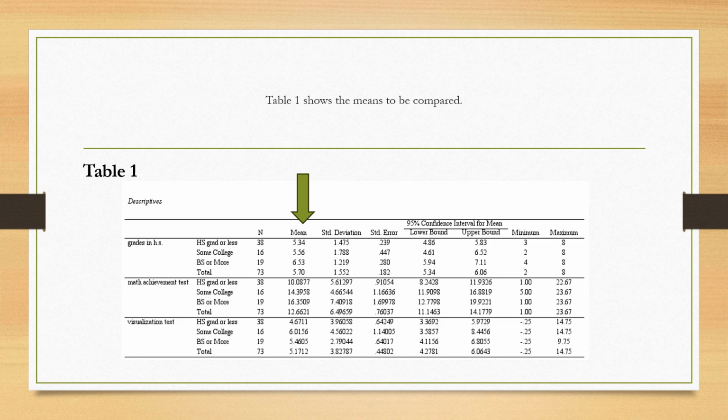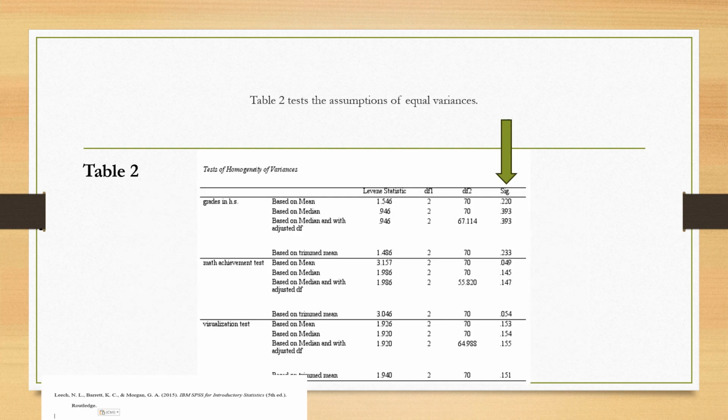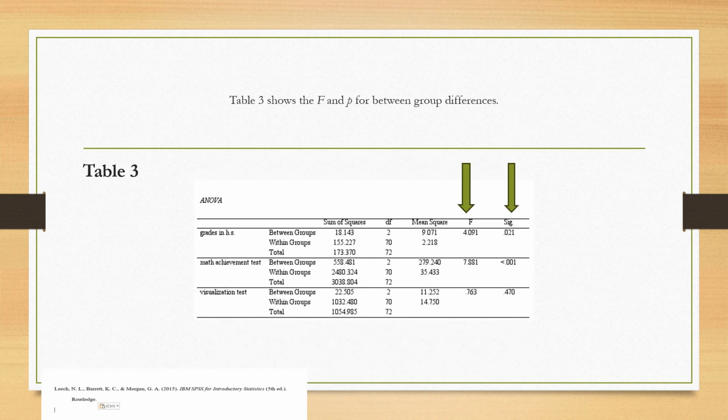Table 1 shows the means to be compared. Table 2 shows the test of the assumption of equal variances. You see the significance here. And Table 3 shows the F and P between the groups. So the F stands for the variability between groups relative to the variability within groups in an ANOVA analysis. And then you have your significance here.